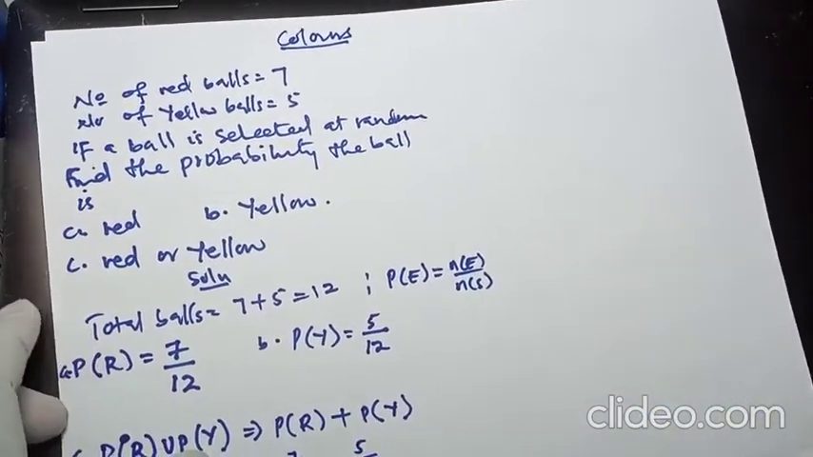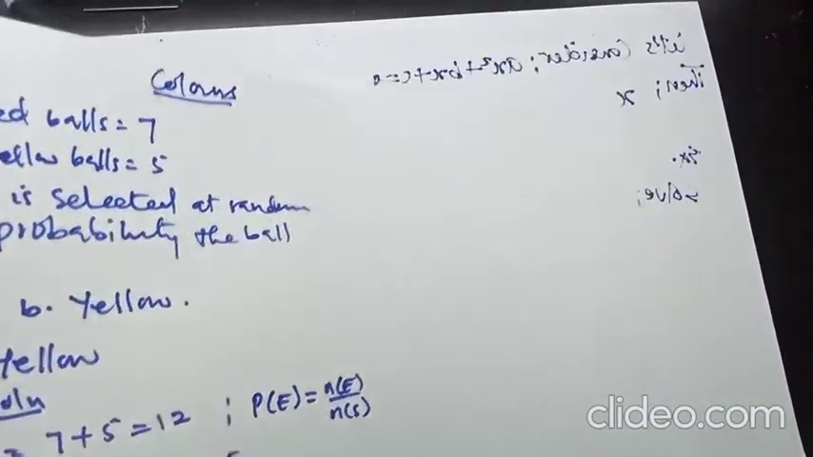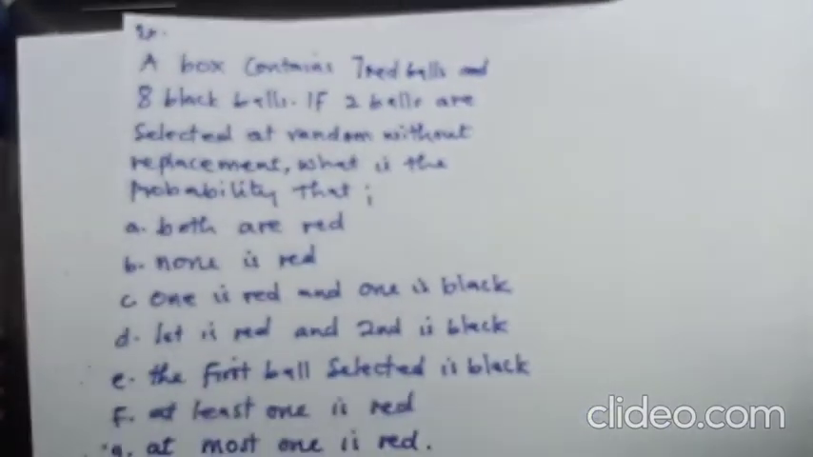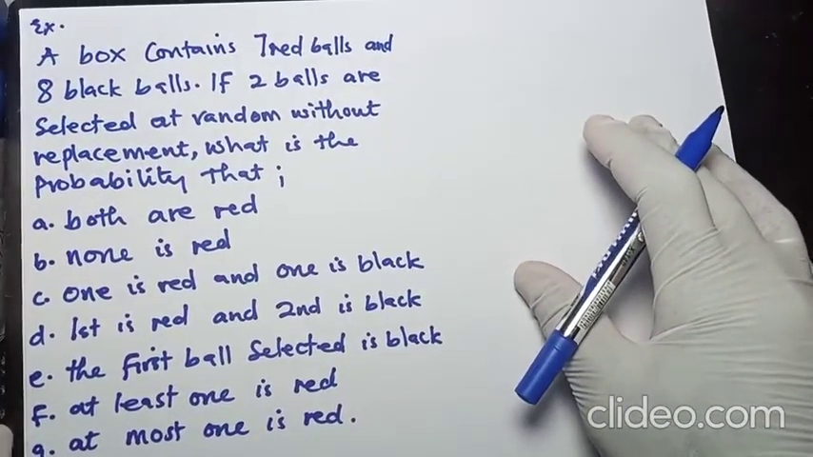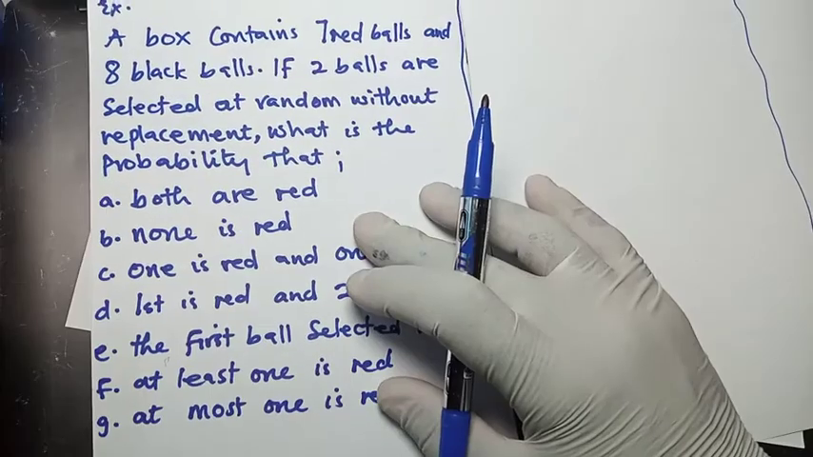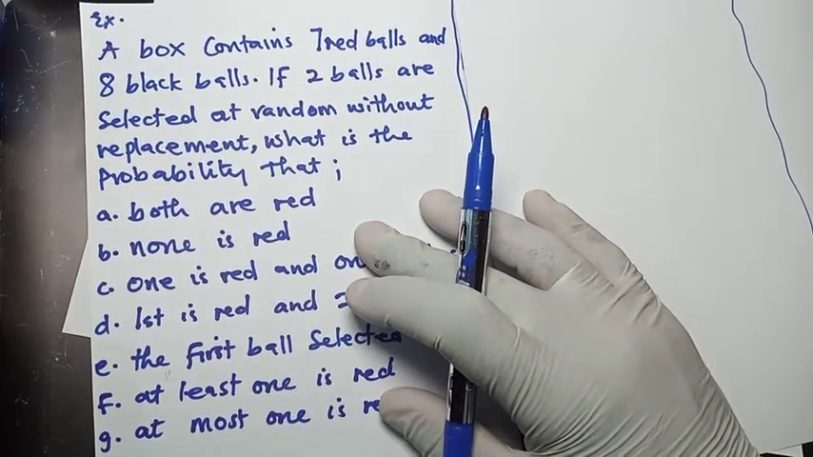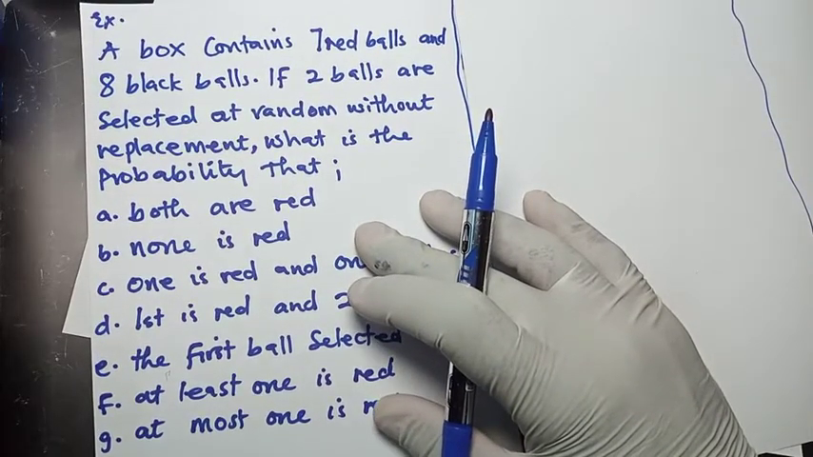All right, so what about if we have these balls and want to select 2 balls or more? Let's assume we have this question. Let's solve more questions on this. Now a box contains 7 red balls and 8 black balls. If 2 balls are selected at random without replacement, what's the probability that?